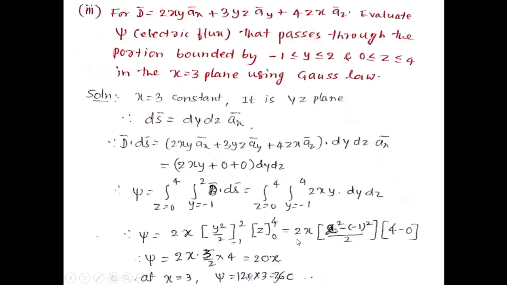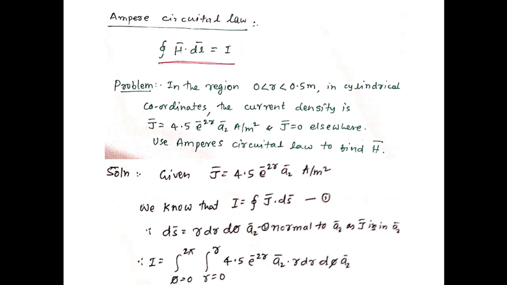Therefore, this is equal to 2x into [2 square by 2 minus (-1) square by 2] into [4 minus 0]. Therefore, psi is equal to 2x into 3/2 into 4, equal to 12x. Therefore, at point x is equal to 3, psi is equal to 12 into 3, which is equal to 36 coulomb.